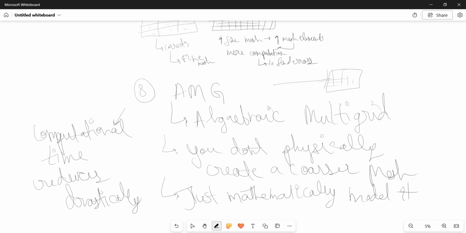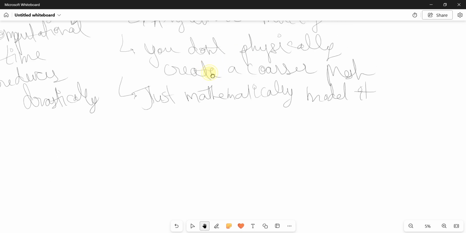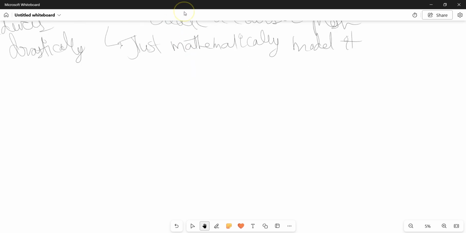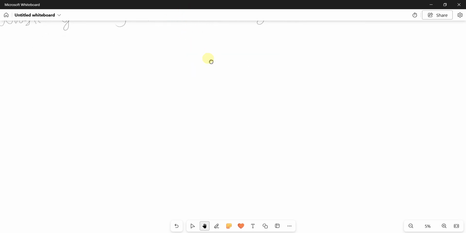So this is how you saved a ton of time, and that's why this is highly fast, and it has the same convergence rate as multigrid, and that is why this is now almost used in all CFD simulations. Now the next one that comes is just a small thing. It's called preconditioning.